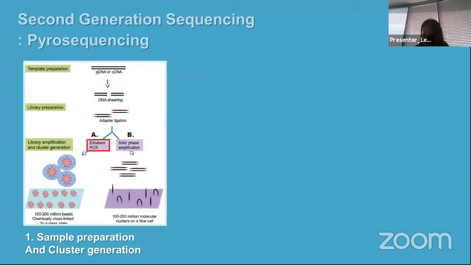The first process is sample preparation and cluster generation. Individual DNA fragments 400 to 700 base pairs long are ligated to adapters and amplified by PCR in an individual emulsion bead reaction. DNA sequences on the beads are complementary to sequences on the adapters, allowing the DNA fragments to bind directly to the beads, ideally one fragment to each bead.